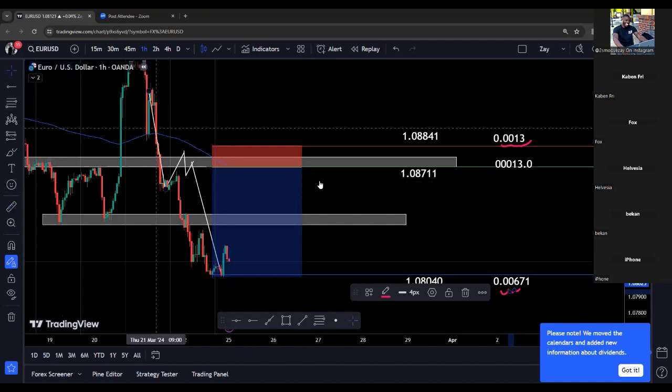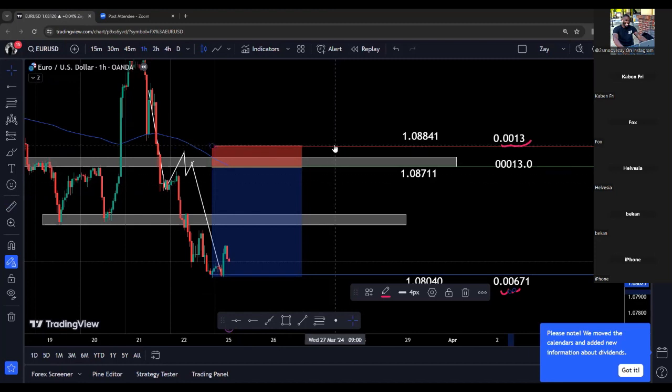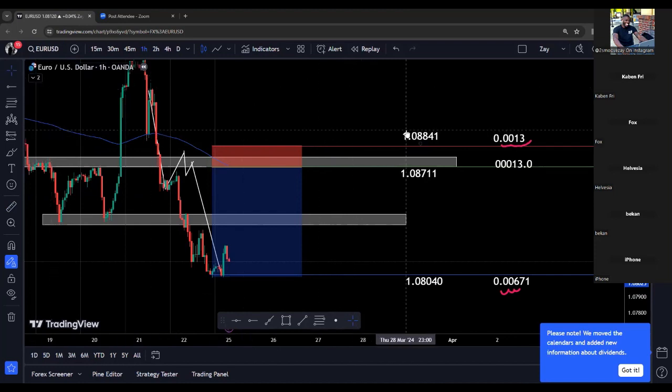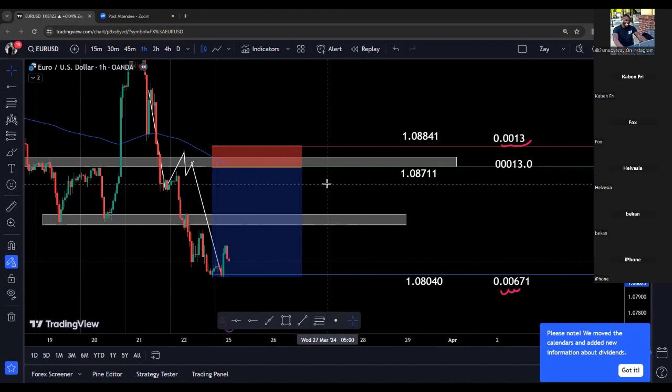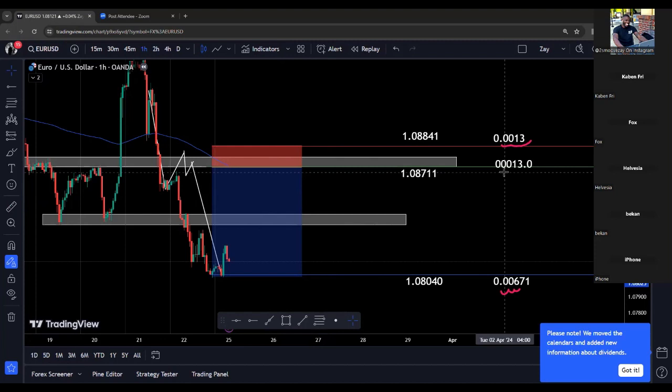So let's say you got a $2,000 account, right? Who was the person that said 2,000? Fox. All right, Fox said 2,000. Fox, with $2,000 and you're taking your first trade, what are you okay with risking? Not losing, risking. 1%. So what's 1% of 2,000? That's $20.